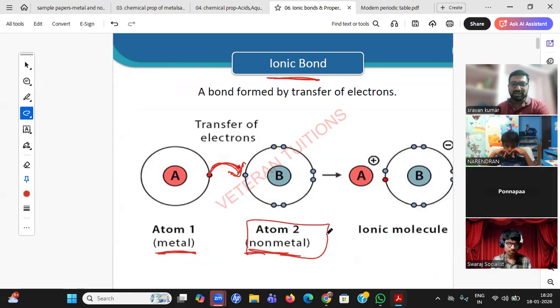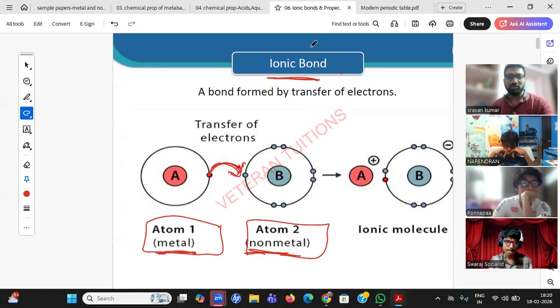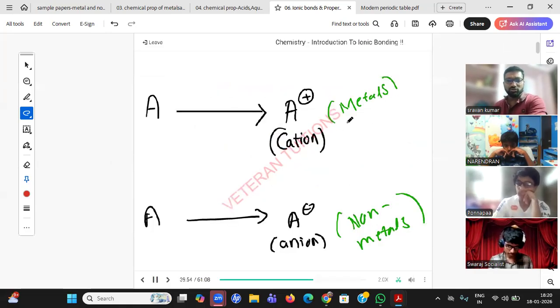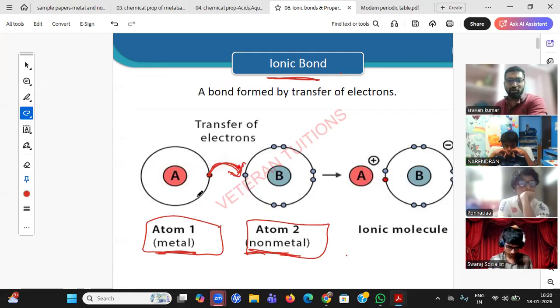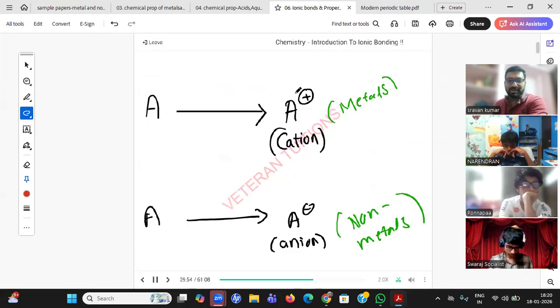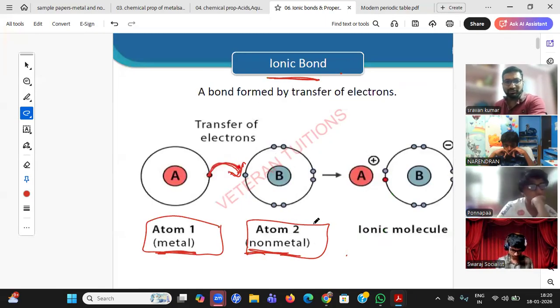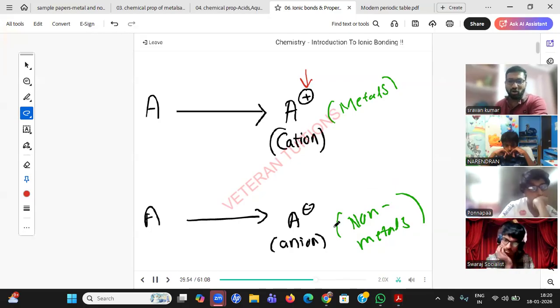You see, many students lack the clarity over here. Ionic bond, metal and non-metal. Covalent bond, non-metal and non-metal. Okay. So once A and B are forming a bond, we call it an ionic molecule. Transfer of electrons has happened. Generally, we call it a cation. Why? Because metals always have a plus charge. Plus means cat has pos, cations. And non-metals always have a negative charge, so we call it an anion.